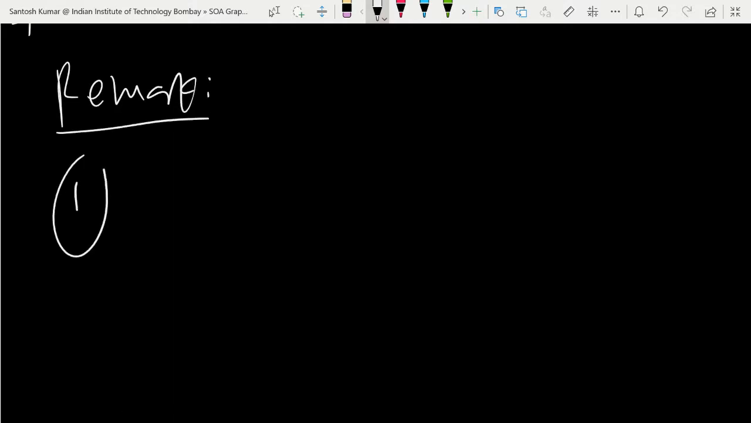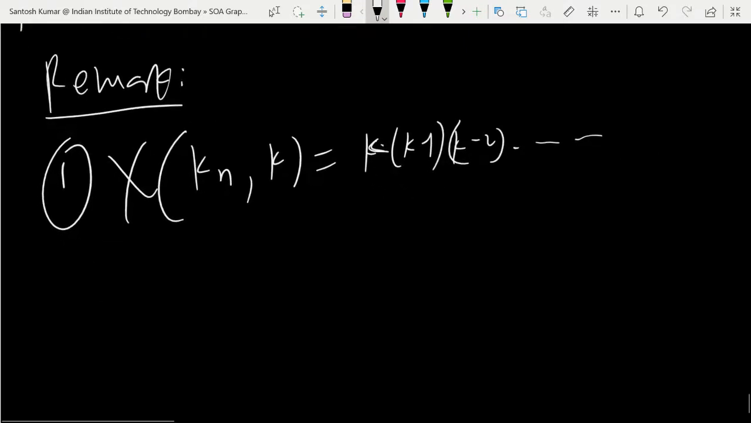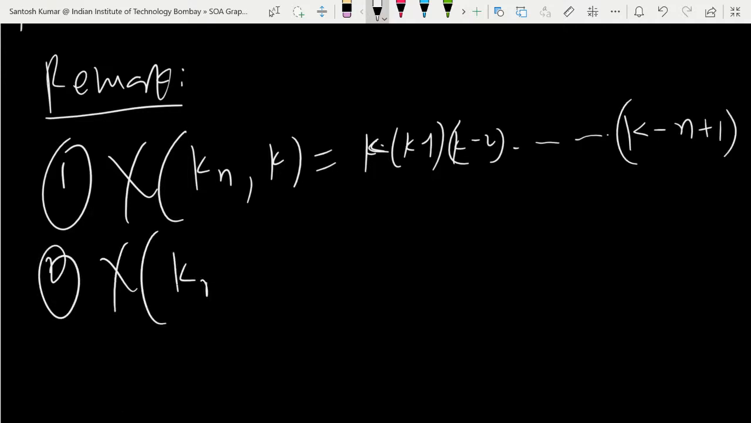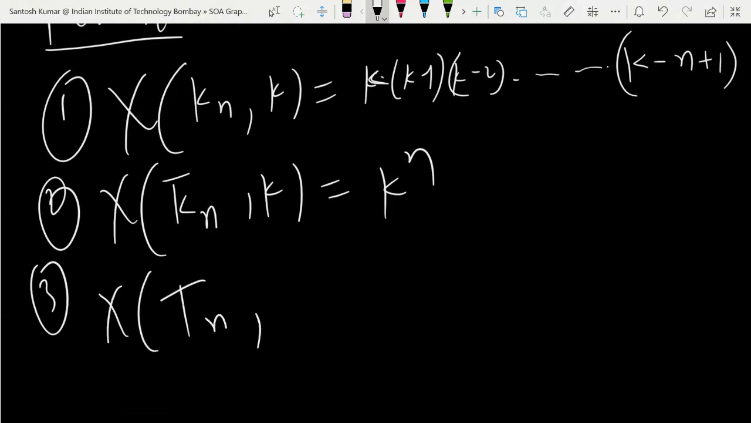The first thing we got here, the total number of proper colorings of Kn using K colors, was K, K minus 1, up to K minus n plus 1. I'm writing it again because it will be used for other questions. These are the basic formulas that will be used later on. The number of proper colorings of Kn complement using K colors was K raised to power n. And third, the number of proper colorings of Tn, a tree with n vertices, using K colors was K into K minus 1 raised to power n minus 1.